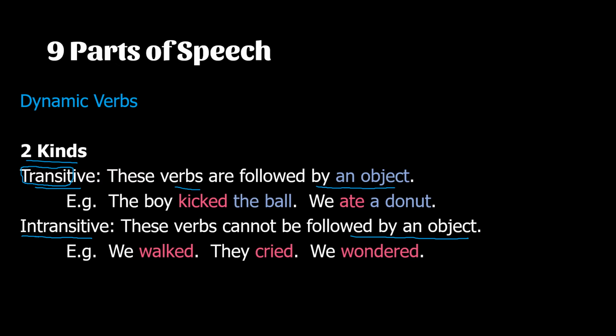They cried, so nothing comes after they cried. It's just the action, and then at some point it fizzles out. We wondered. This is a thinking verb, so we can't see it visually, but there is some kind of activity happening in our brains, and then it eventually fizzles out. So with intransitive verbs, there cannot be an object.